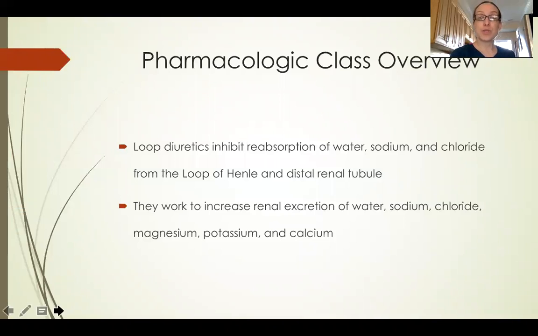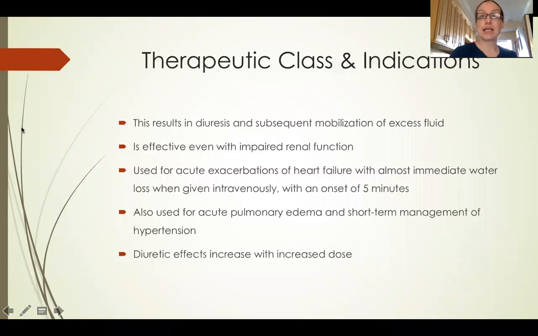Loop diuretics inhibit reabsorption of water, sodium, and chloride from the loop of Henle and distal renal tubule. They work to increase renal excretion of water, sodium, chloride, magnesium, potassium, and calcium. Therapeutic class and indications: they're used to diurese, to get rid of fluid, causing mobilization of excess fluid.